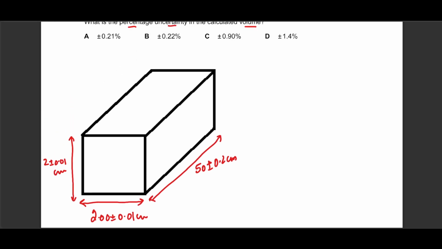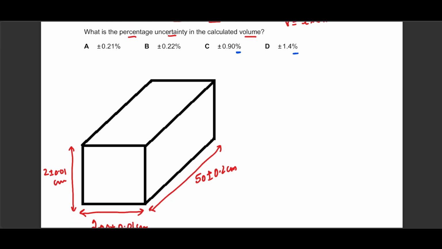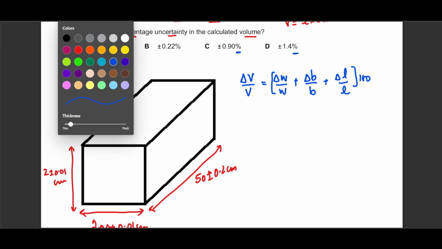These three quantities, if you multiply them together, you'll find volume. Now, since we're only supposed to find the percentage error or percentage uncertainty, we don't have to calculate the volume itself. So the actual formula would be: change in volume or error in volume divided by volume equals change in width divided by actual width plus, not plus minus, but plus, change in breadth divided by breadth plus error in length divided by length. And if you multiply all of this by 100, then you actually get the percentage uncertainty.